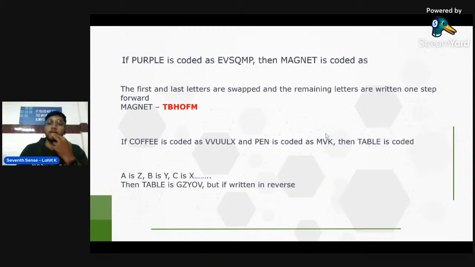So do the same thing for table. What is T's reverse order? T is 20, right? So 20, what is the answer you're going to get? There is 7. 7 is nothing but G here. So you got the reverse order of table as G, Z, Y, O, and V. But it should be written in the reverse order. So what you're going to get is V, O, Y, Z, and G. So this will be the answer: V, O, Y, Z, G.